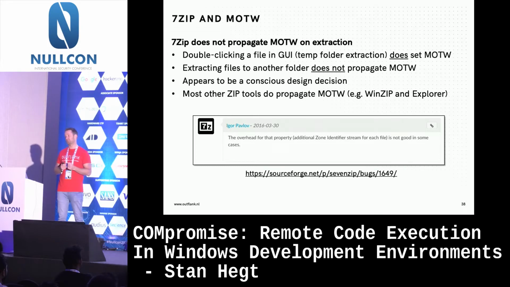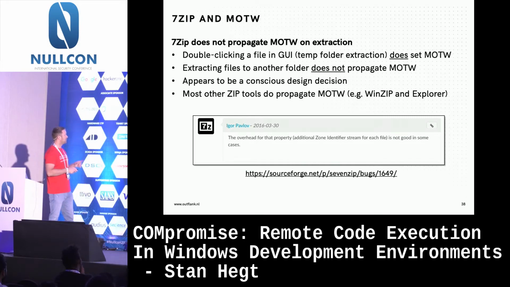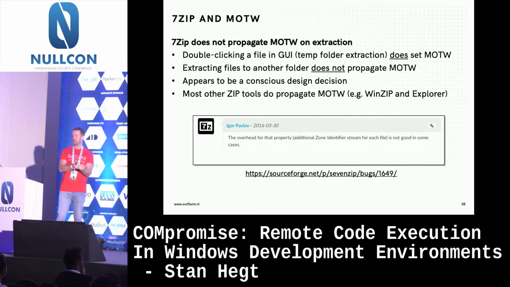It appears to be a conscious design decision by them, which I think is a little bit of a weird decision, but that's my personal opinion. If you want to look at why this design decision is there, just follow this link. But what they do is the following. When you double-click a file in the 7-zip GUI, which means that the file gets extracted to the temp location, in that case, it does have the Mark of the Web attribute set. When you are extracting files to another folder, which you would typically do with a whole code base, you're not going to double click, but you extract it to a certain folder, then those files do not get the Mark of the Web bit set.